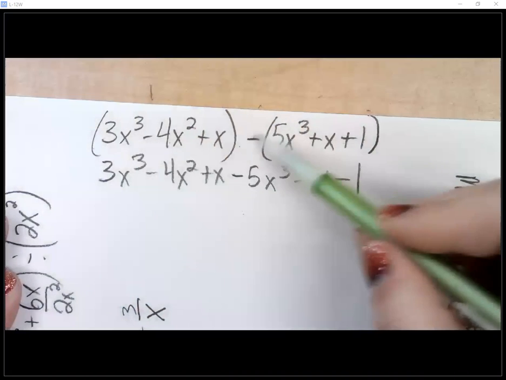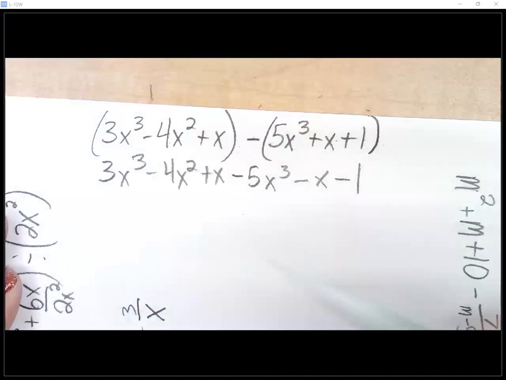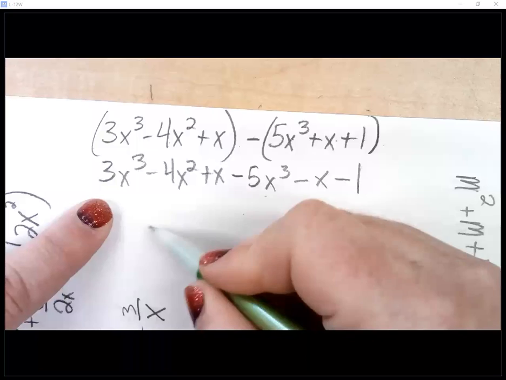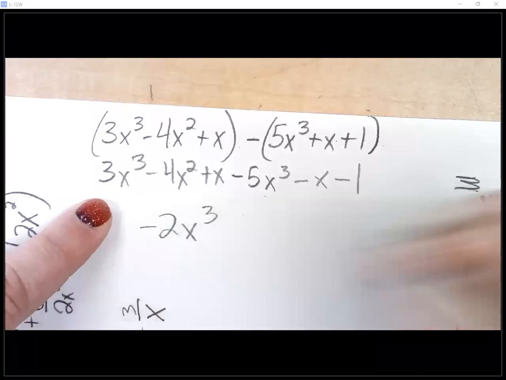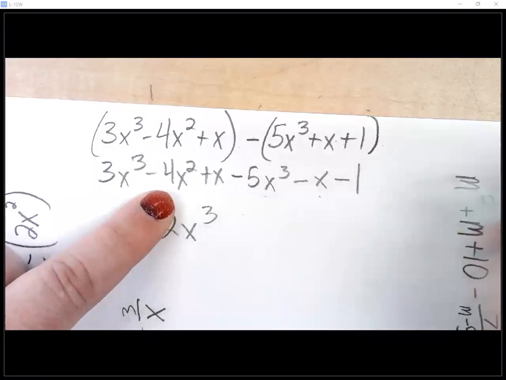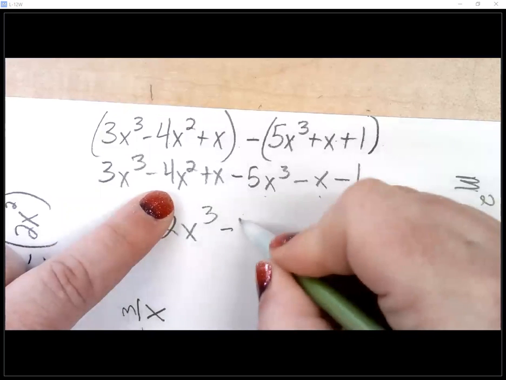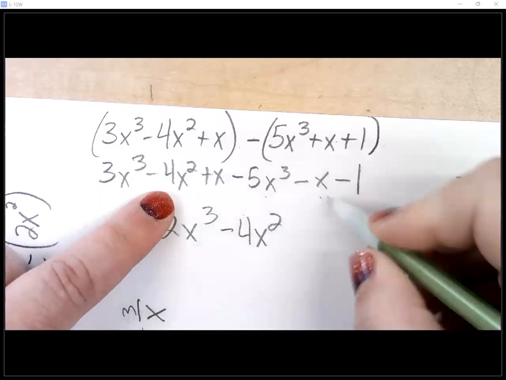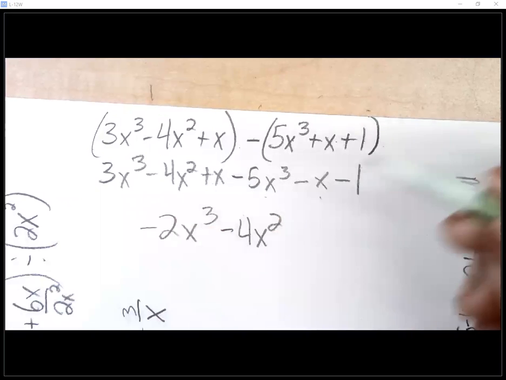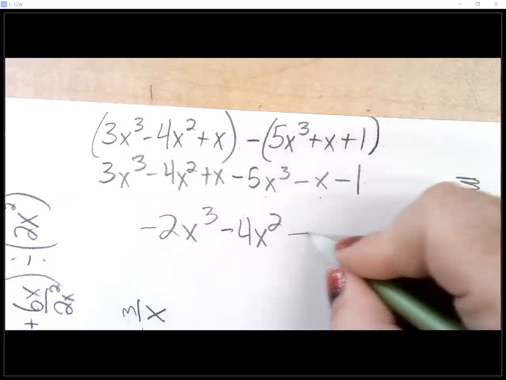And now I'm just combining like terms. So I'm going to get a negative 2x to the third, and then x squared. So I only have the minus 4x squared. The x's, a plus and a minus, they just cancel out. And then I'm left with a minus 1. So here is my answer.